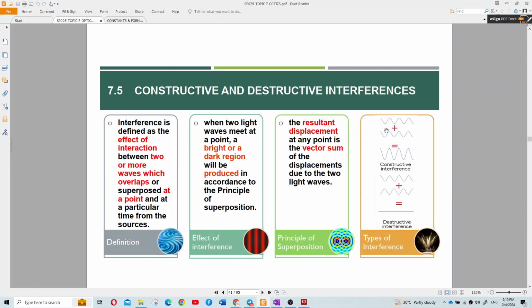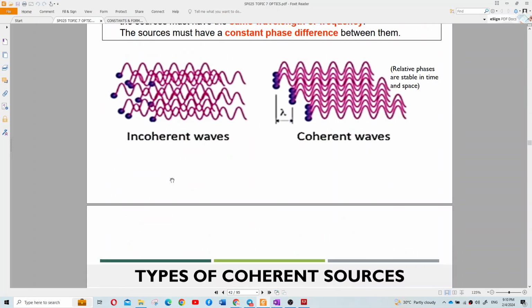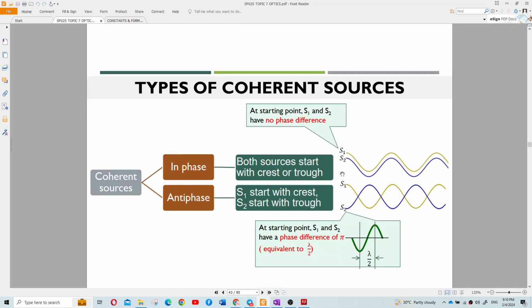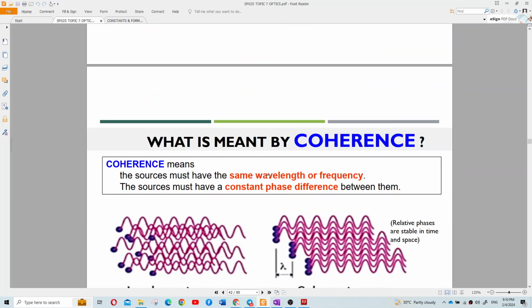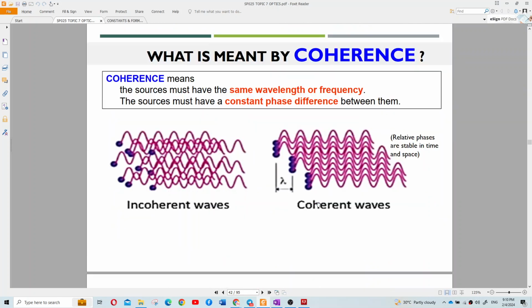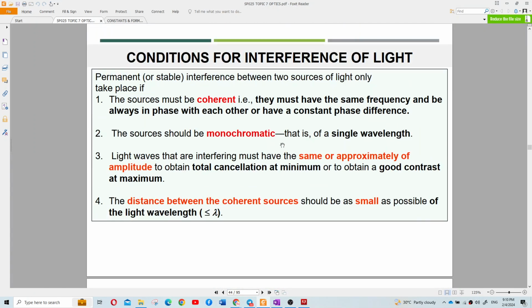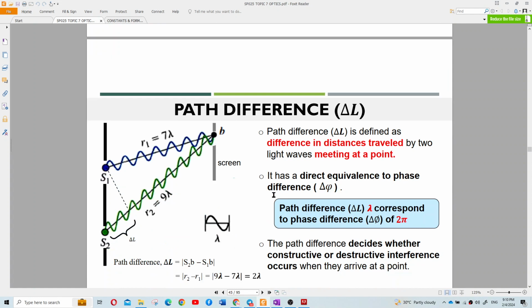Right? So it needs two waves, interaction between two or more waves that overlap each other. Remember, two waves. Then if you want to have interference, the waves must be coherent. Coherent means they must have the same wavelength or frequency. If the two waves are not coherent, they cannot have interference. We already learned about this.